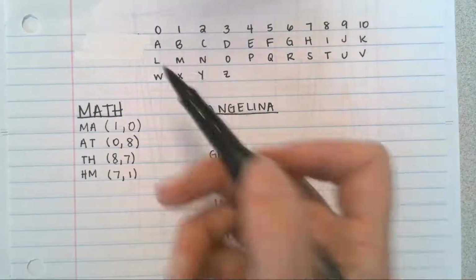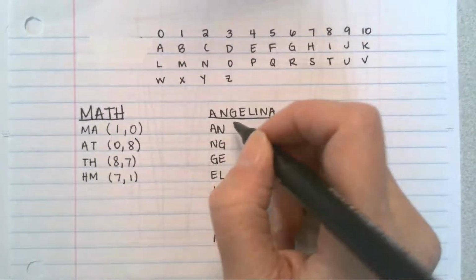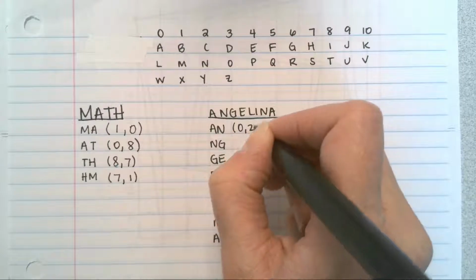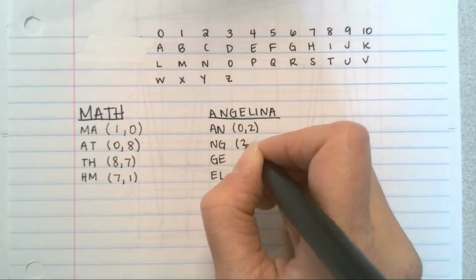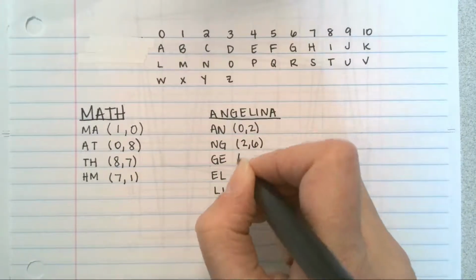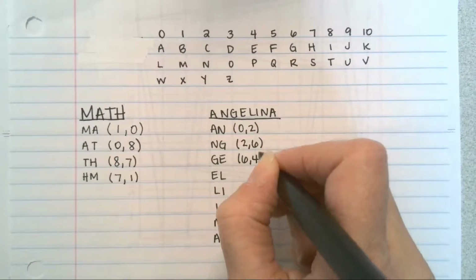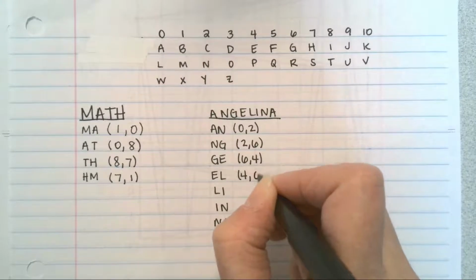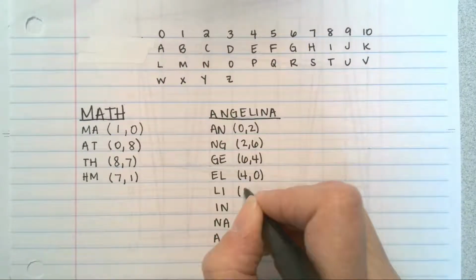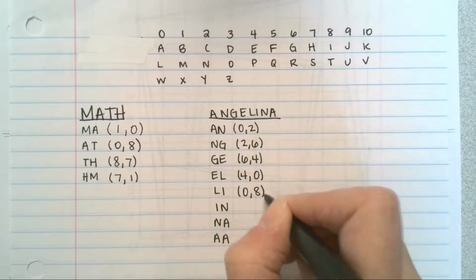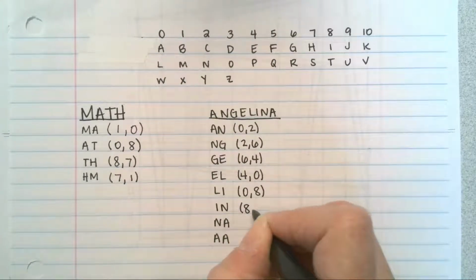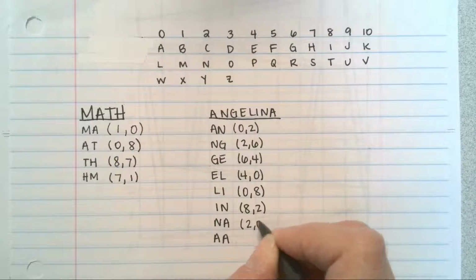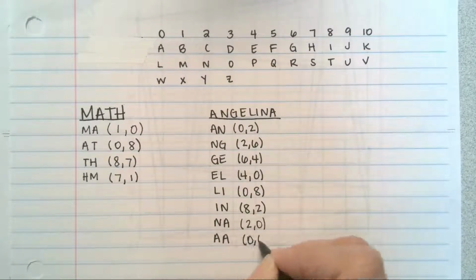And then when I use the chart at the top, I get 0, 2, 2, 6, 6, 4, 4, 0, 0, 8, 8, 2, 2, 0, and 0, 0.